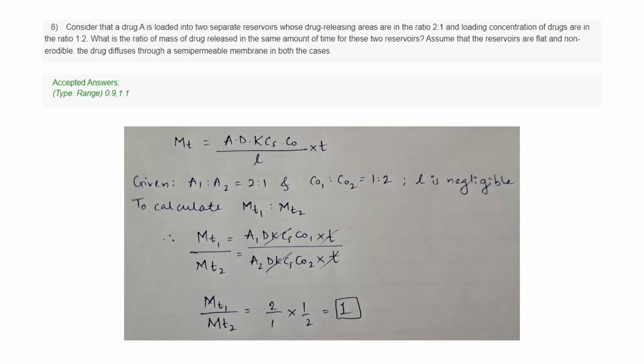For this also, we have a formula where the mass of drug released is related with the area of the reservoir, the diffusion coefficient of the drug, partition coefficient of the drug, CS is solubility of the drug, C0 is the loading concentration of the drug, L is the thickness of the reservoir, and the time. So D, K, and CS become irrelevant because it's the same drug in both the cases. So we have been given A1 is to A2, that is the ratio of the drug releasing areas as 2:1, and C01 is to C02, the ratio of loading concentration. L is negligible here because we have assumed that the reservoirs are flat. There's no thickness to that. So if you just put this in the expression, take a ratio of it, you will arrive at the answer 1, which is within the range of the right answer.